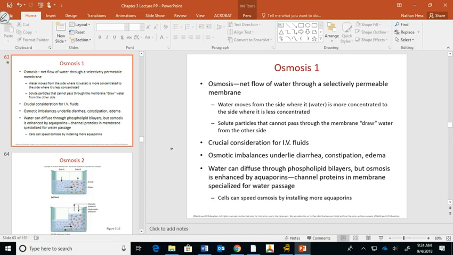And how does it move? Water moves from the side where it is more concentrated to the side where it is less concentrated. Or if you want to think of it another way, because I gave it on your study guide in both different ways, it is also the movement of water from less solute to more, or from more watery to less watery. Are you with me? So again, it's the movement of water from the side where water is more concentrated to the side where it is less concentrated.